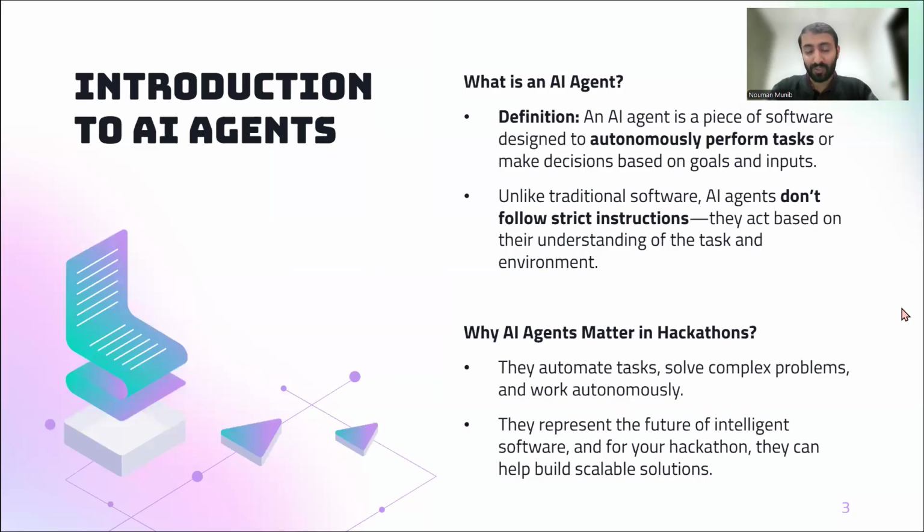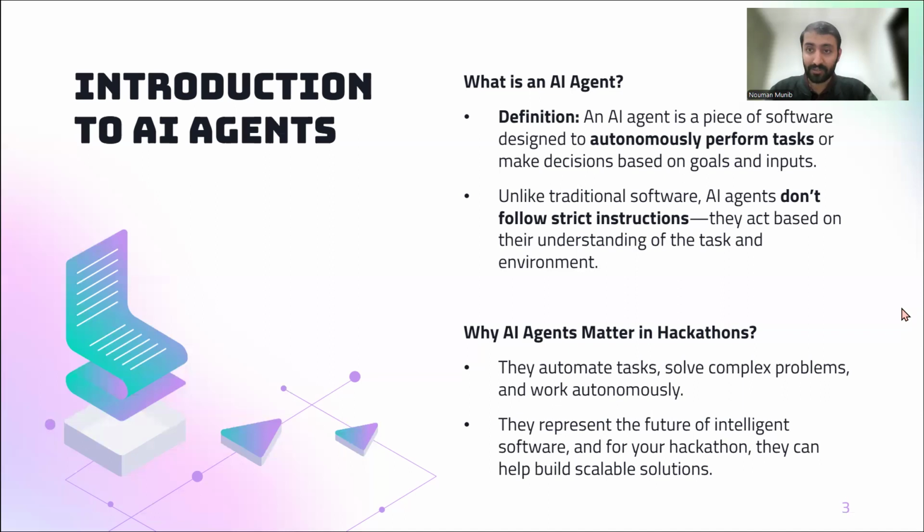Right, so the introduction: what is an AI agent? It is a piece of software that is designed to autonomously perform tasks or make decisions based on goals and inputs. Autonomously performing tasks is what is unique here. So it's more robust, and it has more scope that it is going to see. We will dive into how it is an autonomous system that is going to help you develop your application.